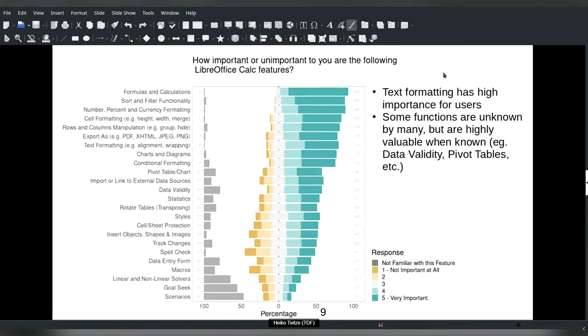So this graph shows how important certain Calc features are to our respondents. And the gray bars show the percentage of respondents that are not familiar with a particular feature. For example, quite a few survey respondents are not familiar with scenarios or goal seek. Not surprisingly, formulas and calculations are reported as some of the most important features, as you can see from this graph, and Heiko points this out. What's interesting is that some features, such as pivot tables and data validity, that may not be familiar to some users, are rated as quite important by users that are familiar with that particular feature.